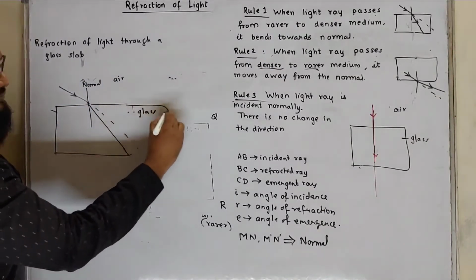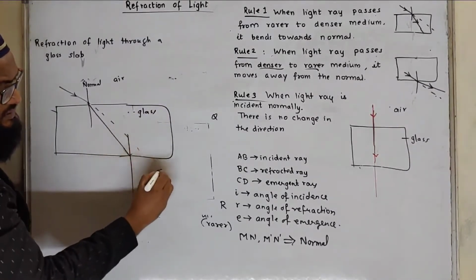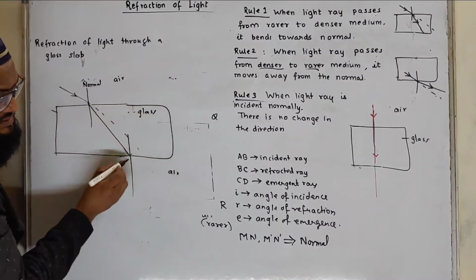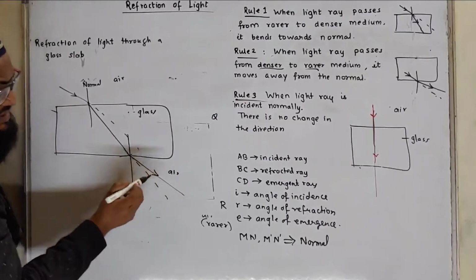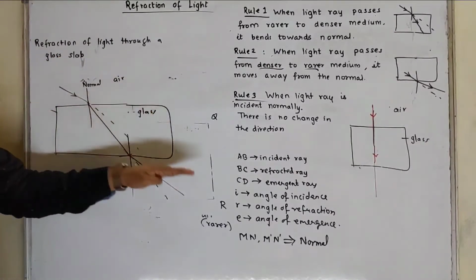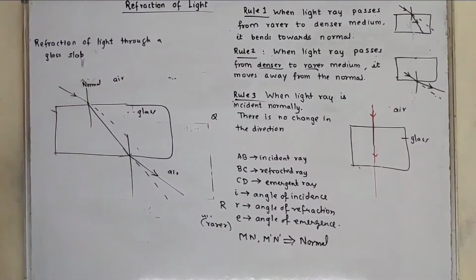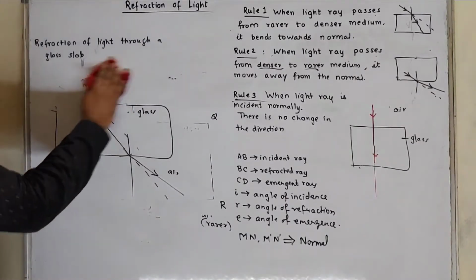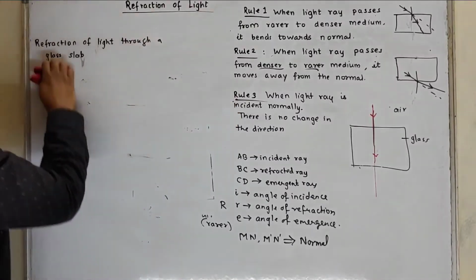Okay. Now after this, again draw a normal. Now again it comes out of the glass. Instead of going straight, it will move away from the normal. Why will it move away from the normal? Because when light enters from dense to rare, it will move away from the normal. So this is refraction of light through a glass slab. Now we'll study laws of refraction.